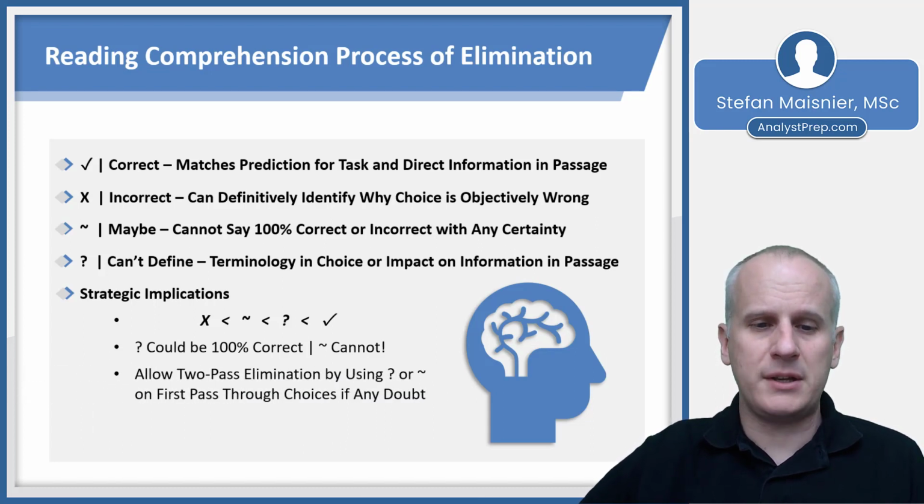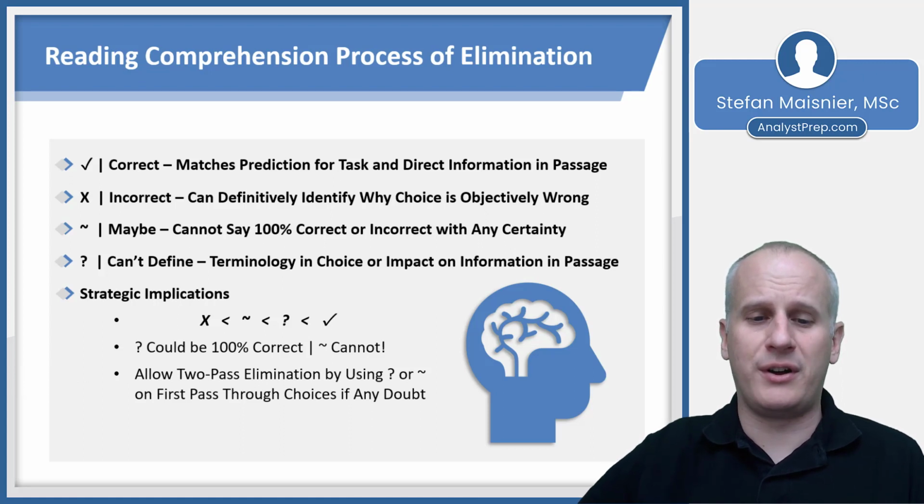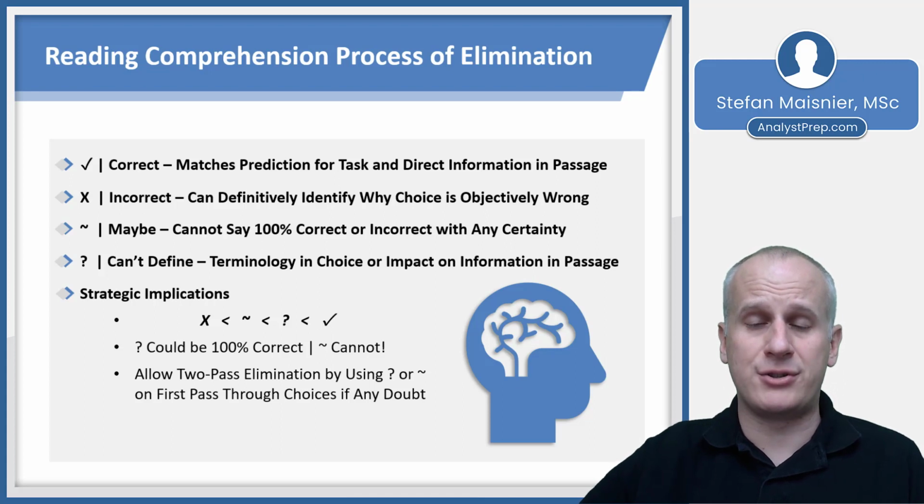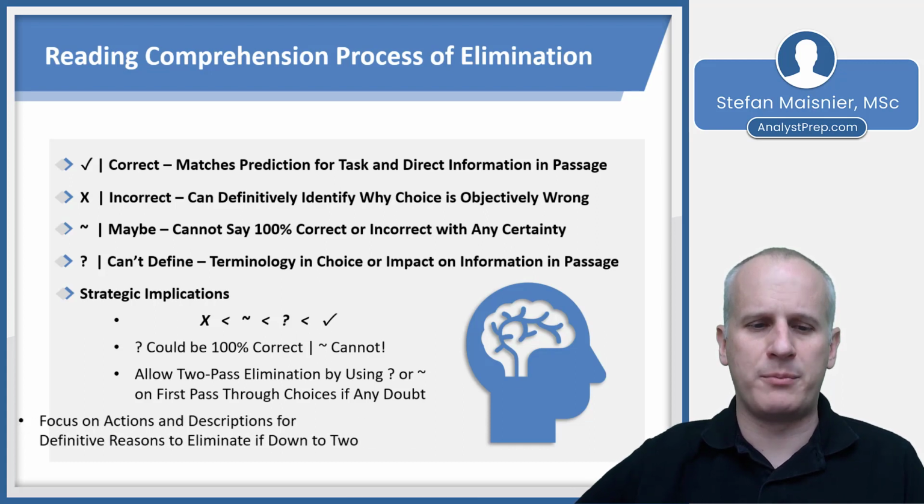Now, you can always allow two-pass elimination by using the question mark or squiggle on the first pass through the choices if you have any doubt as to whether a choice matches or doesn't. And you have to be honest with yourself. When something does match, use the check mark. When it doesn't and you can write out a reason, use the X mark. But when you're having trouble with that, recognize that usually at least 2 or 3 are pretty easy to eliminate. Get rid of them and then go into a closer examination of what remains.